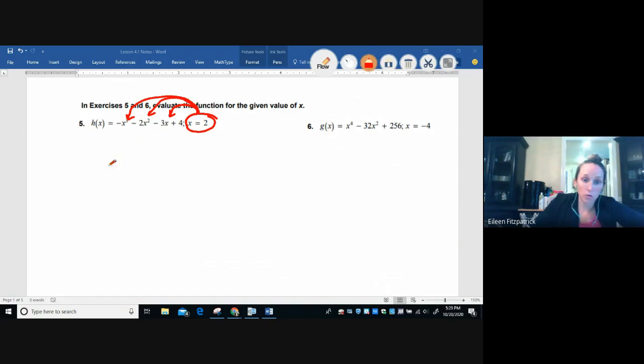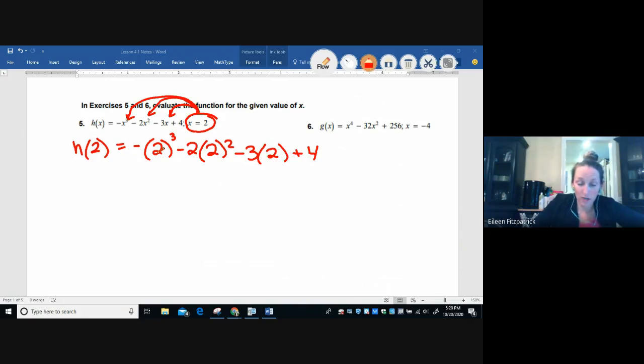So this is a matter of order of operation. The left-hand side, this is just notation. The way we write this, h of 2, that's just telling the reader that we're evaluating this function when x is equal to 2. So it's negative, and then you always put whatever you're plugging in parentheses, 2 cubed minus 2 parentheses 2 squared minus 3 parentheses 2 plus 4. Those parentheses are super important, especially for this first part here.